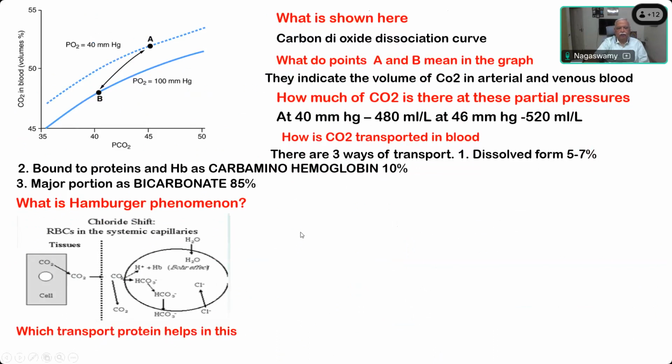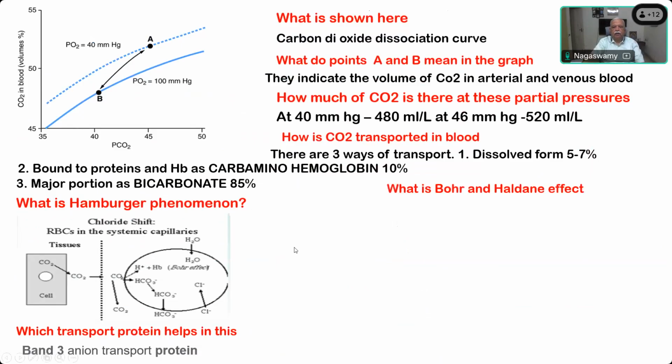Why is it called Hamburger phenomenon? Which transport protein does this job? Hemoglobin. Is it an acronym for this particular process or something else? It is the person who described this first, the scientist Jacob Hamburger, I think he's a German fellow. And which transport protein does this job? It is called the band 3 anion transport protein.